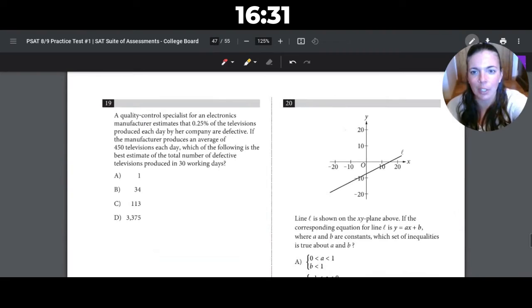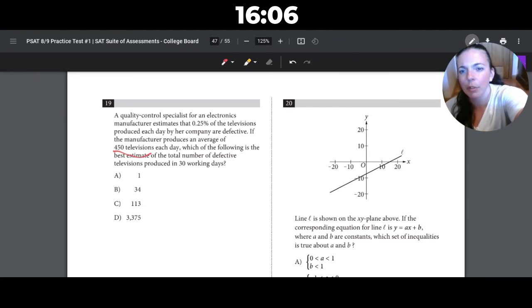Okay, what's left here? 19. A quality control specialist for an electronics manufacturer estimates that 0.25% of the televisions produced each day by her company are defective. If the manufacturer produces an average of 450 televisions each day, which of the following is the best estimate of the number of defective televisions produced in 30 working days?